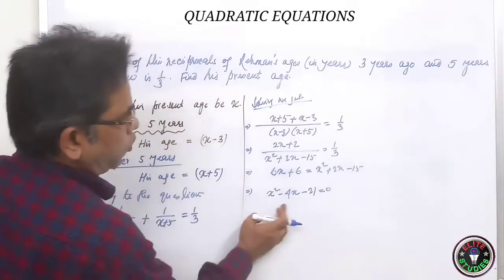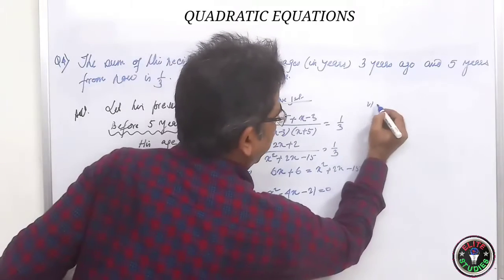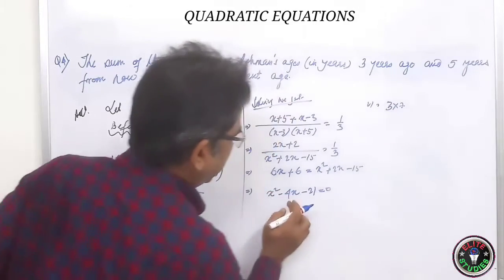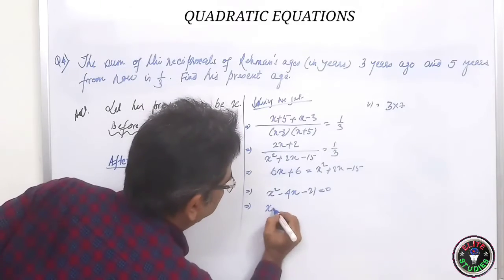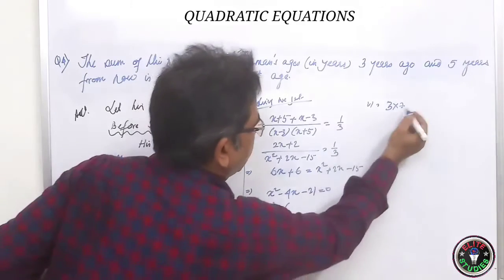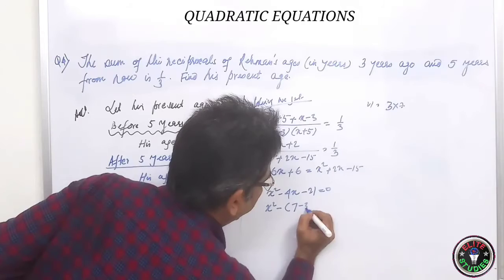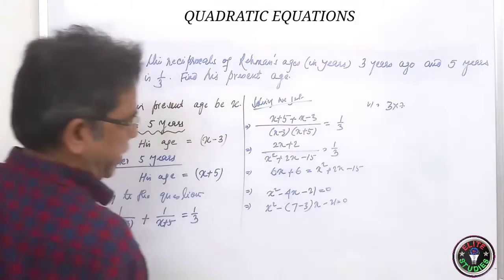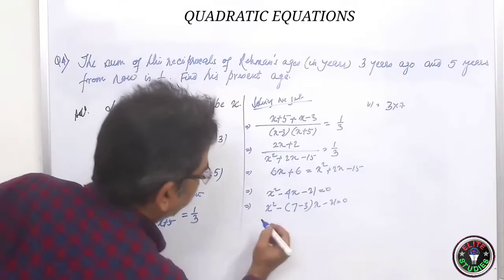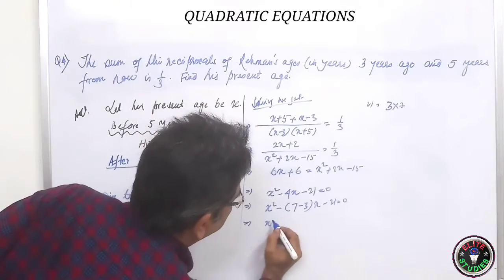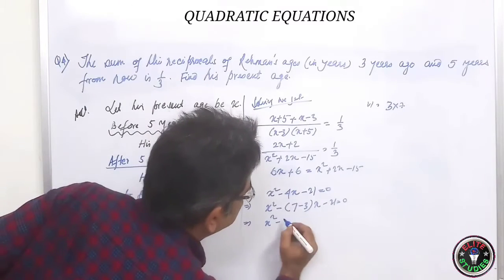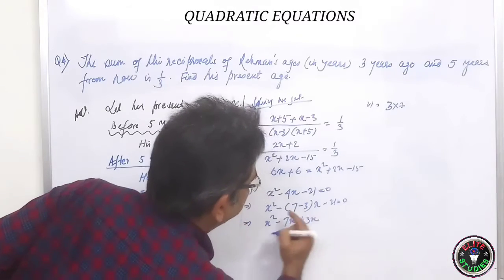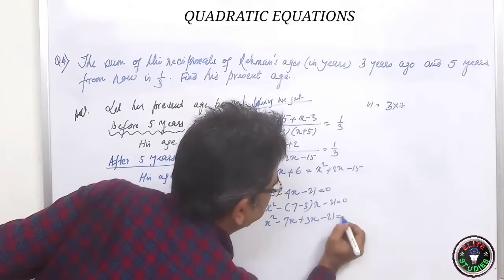Now you have to get 4. So 21 is equal to 3 into 7, and 7 minus 3 is 4. So it will be equal to x square minus 7x plus 3x minus 21 is equal to 0. You refer to my previous videos to know how to solve a given equation by factorization method.